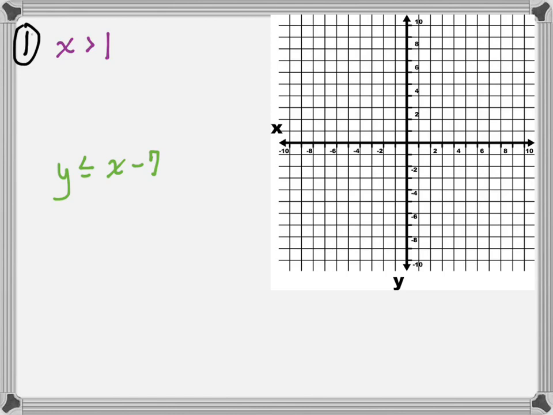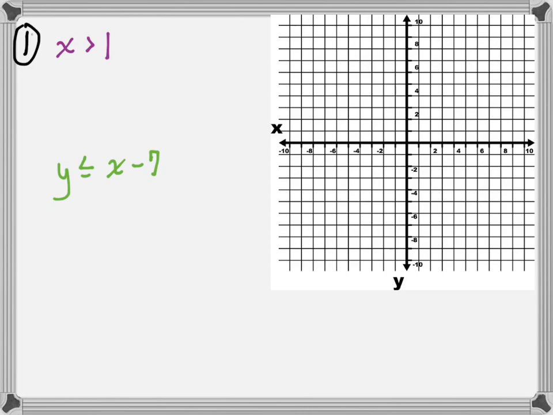Just like before, on your absolute value inequalities, if there's no bar underneath it, meaning it's just a less than or a greater than, it's a dashed line. If there is a bar underneath it, meaning less than or equal to, or greater than or equal to, it's a solid line. So let's talk about this first one. X is greater than 1.